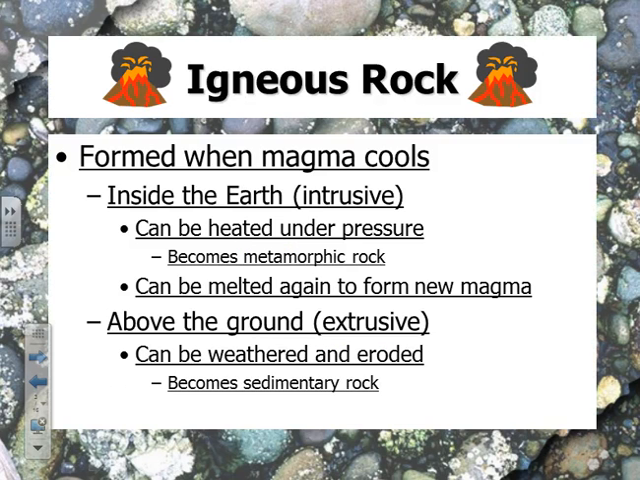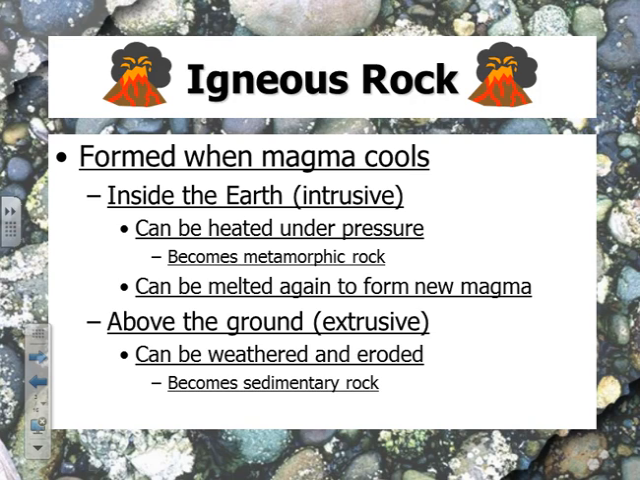Okay, the first type of rock that we are going to talk about in the rock cycle is called an igneous rock. And an igneous rock is a volcanic rock. I even like to draw my eye in igneous to look like a volcano. That helps me remember that an igneous rock is a volcanic rock. An igneous rock is formed when magma cools. And that can take place inside the earth or above the ground.